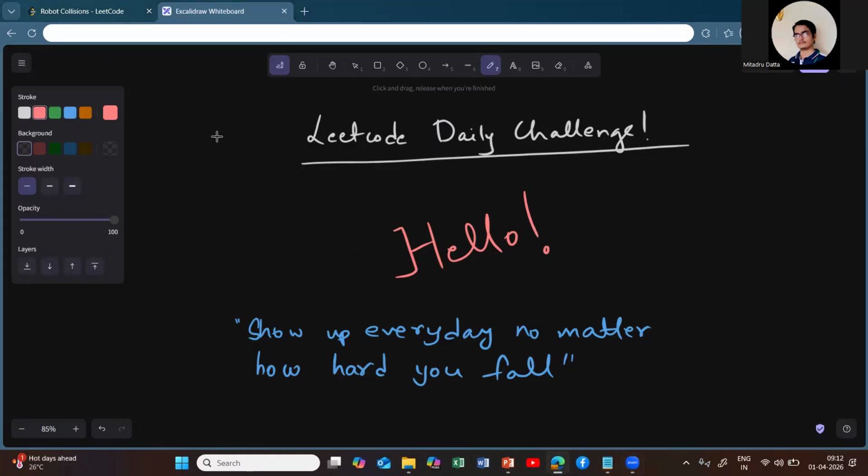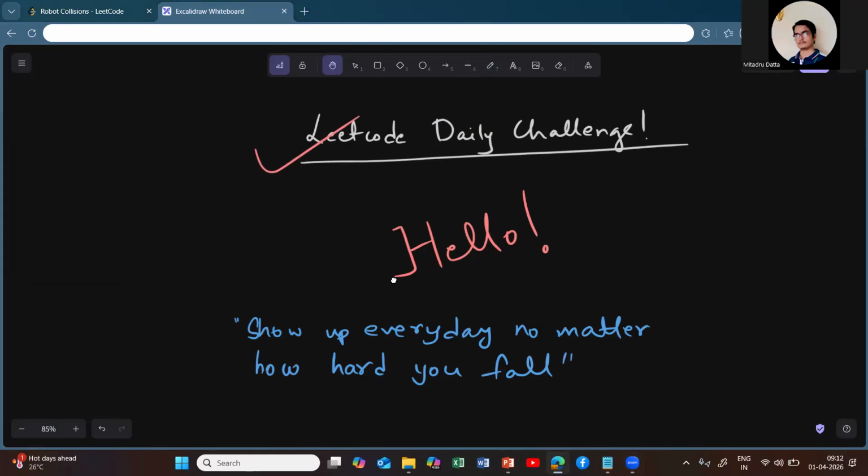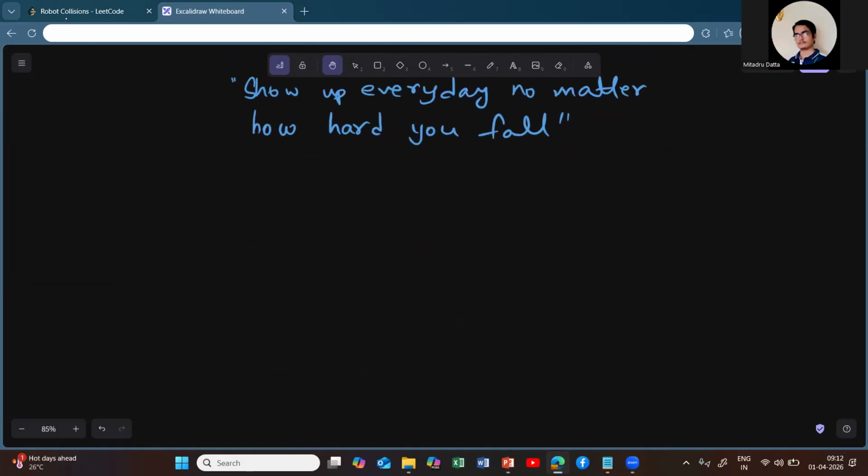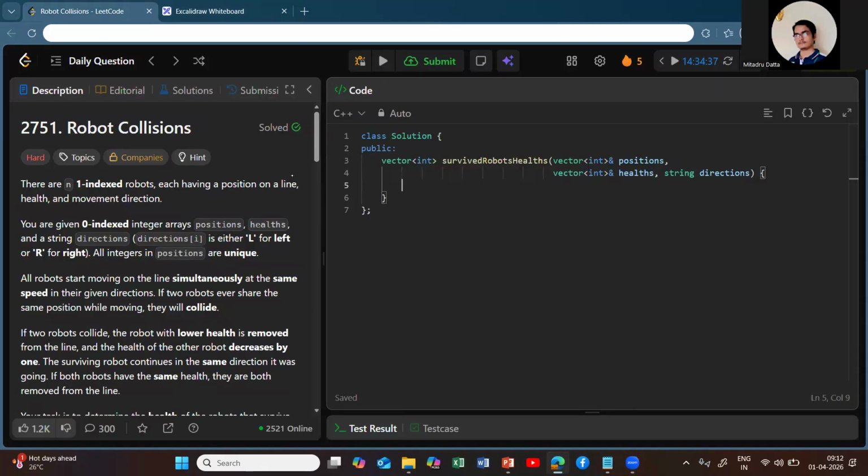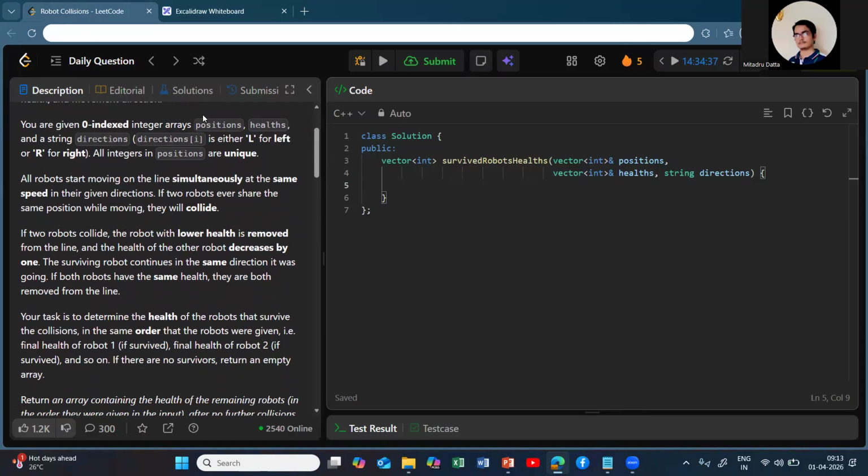So we will see today's daily challenge on Leetcode and we will try to solve it together. So let's see the problem statement first. There are n one-indexed robots, each having a position on a line, a health, and a movement direction. You are given a zero-indexed integer arrays positions, health, and a string directions. Direction i is either L for left or R for right.